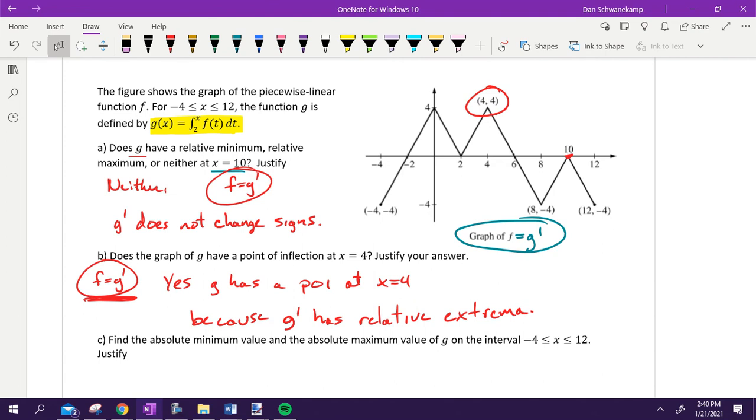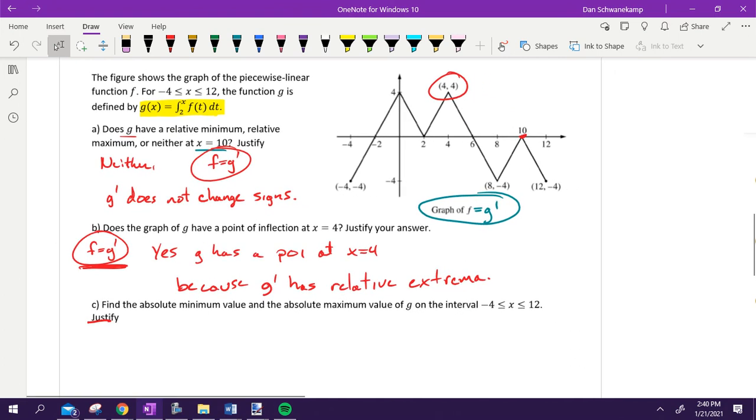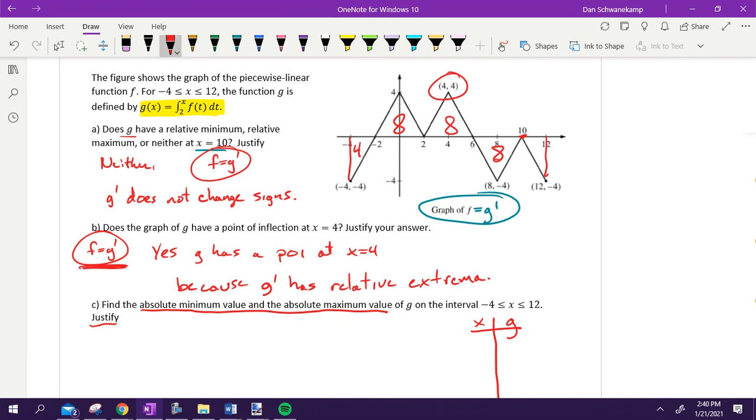Letter C says find the absolute minimum value and maximum value of G on this interval, and then justify. Absolute minimum or maximum value, and we're trying to justify it. How do you justify an absolute maximum or absolute minimum value? A table. You've got X, you've got G. I will help you out here. This is 4, this is 8, this is 8, this is 8, this is 4. Go ahead and try to figure out what you need.